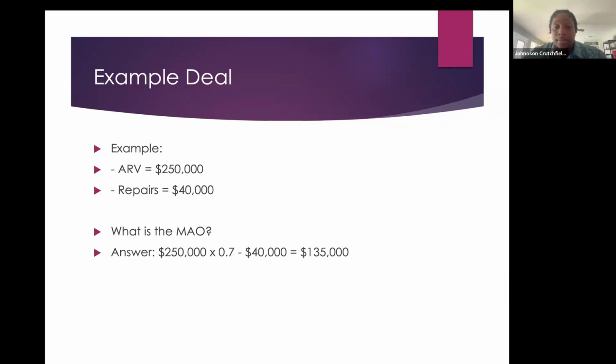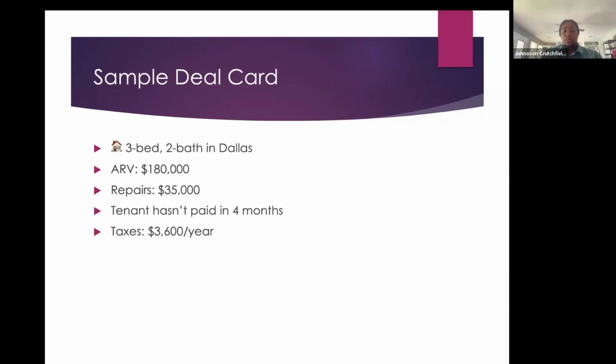Anyways, this is an example deal. Hopefully y'all get this. Your maximum allowable offer in this case is 135. All right, so here's a sample deal. Y'all tell me, what should we offer here? Put it in the chat box. We got a 3-bedroom, 2-bath house in Dallas.